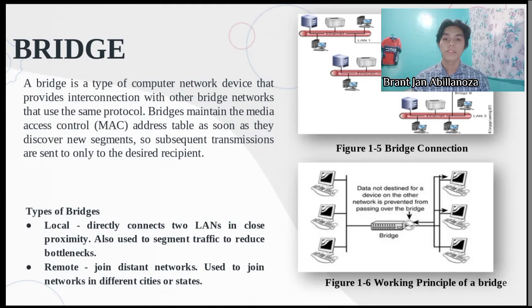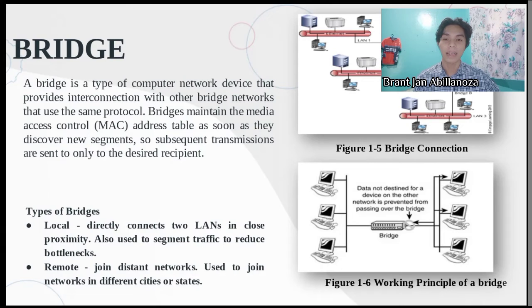Bridge. A bridge is a type of computer network device that provides interconnection with other bridge networks that use the same protocol. The bridge device works at the data link layer in the OSI model, connecting two different networks and providing communication between them. We can see in the picture how two LAN networks are connected using the bridge.